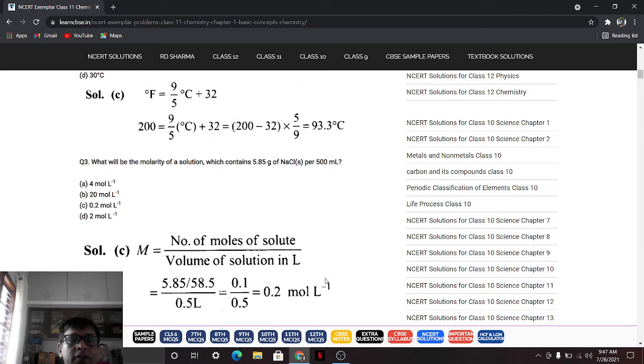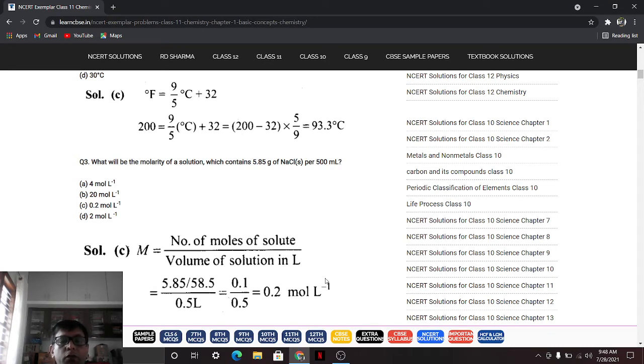We know that the number of moles is mass divided by molecular mass. Mass is equal to 5.85 and its molecular mass is 58.5. We should know that for NaCl. We must add sodium and chlorine: 23 for sodium, 35.5 for chlorine, adding both gives 58.5. Mass divided by molecular mass, you get the number of moles.